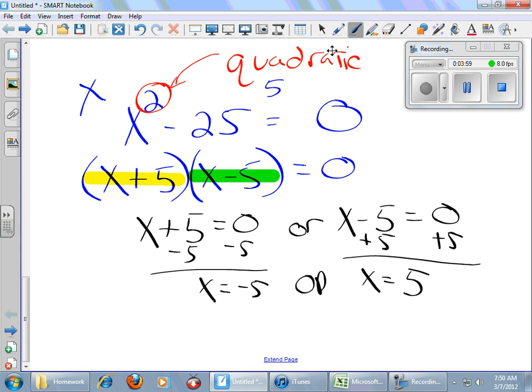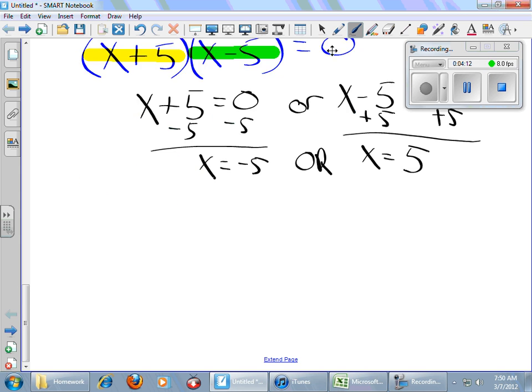So what did we do? We factored the quadratic part of the equation, took the factors and set them equal to 0, and then solved for x. It's really that simple.